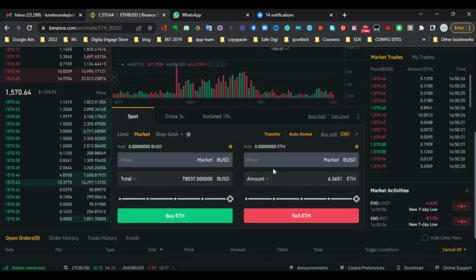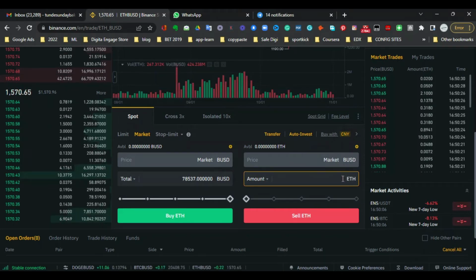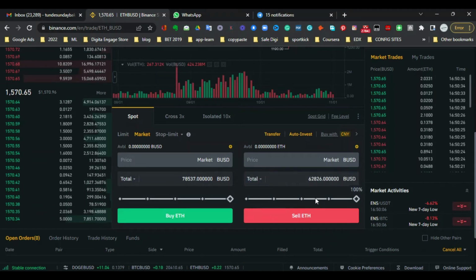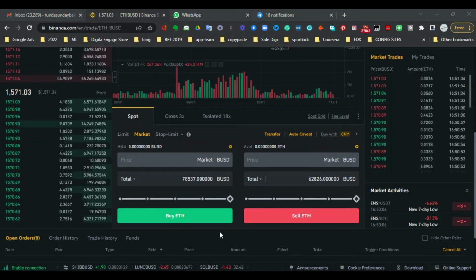Okay, let's say I have 50 Ether. I want to sell 40. Let me just take it to total. You can see, I'll be expecting 62,826 BUSD in my BUSD spot trade wallet. So that's what we are saying about market order.